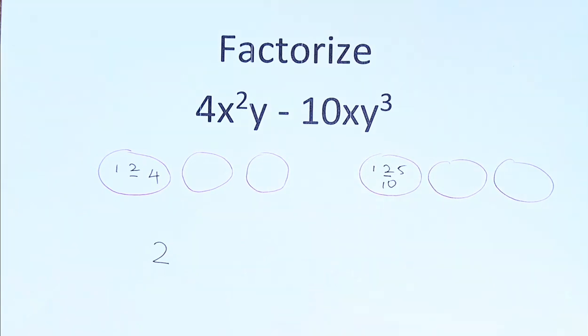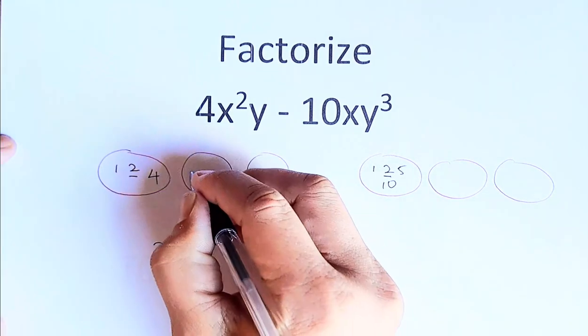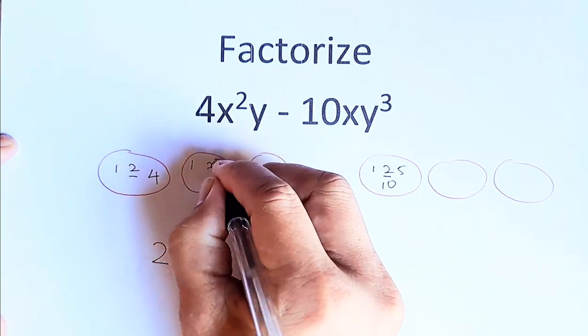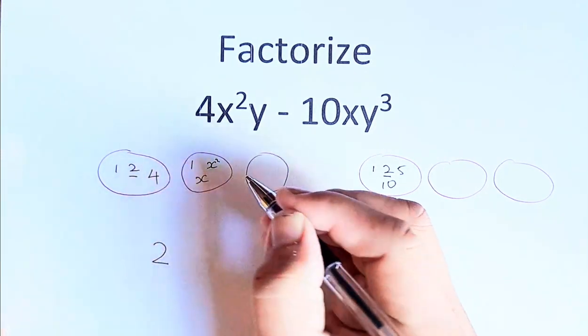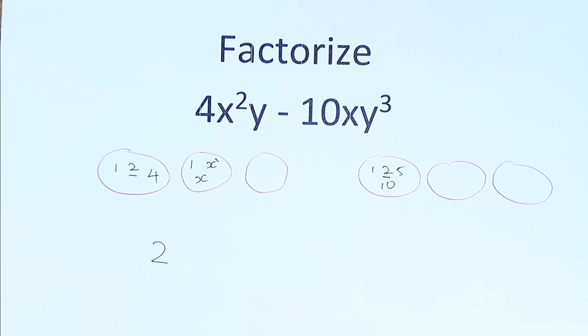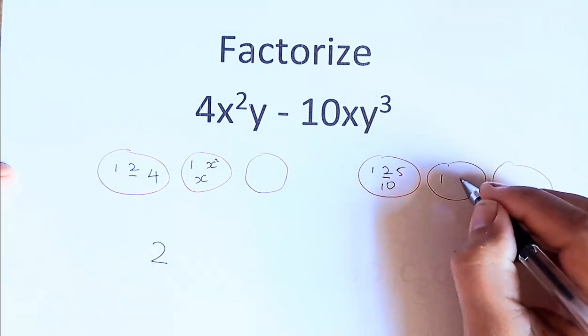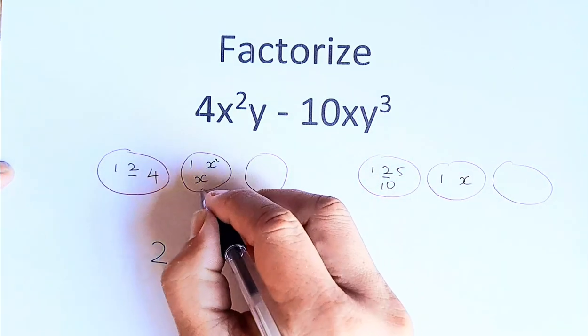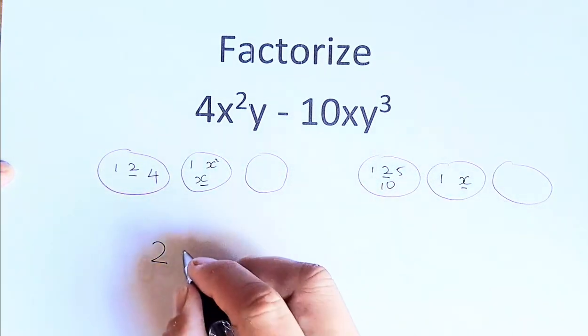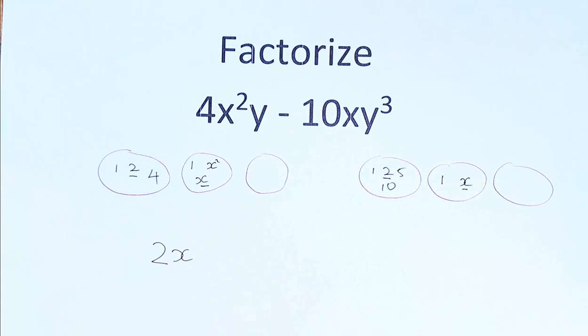Now, next, we're going to look at x squared. For x squared, the factor is 1 multiplied by x squared. It could also be x multiplied by x. So the factors of x squared are 1, x, and x squared. And the factors of x are just 1 and x. So the highest common factor is x. So we're going to put x on the outside.